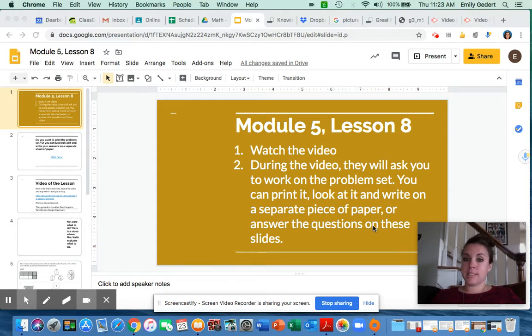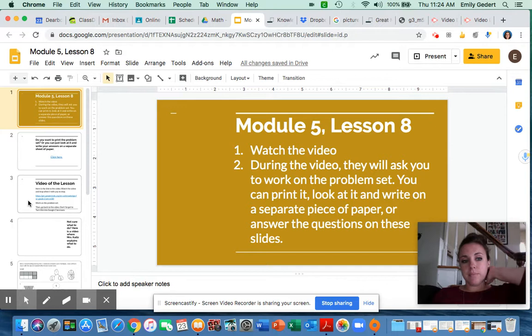number bonds. So again, please make sure you are watching the video that's linked on slide 3. That is going to teach you the actual lesson. Then once you're done watching the video, the teacher on the video will share with you what problems you should be working on or focusing the most on the problem set. Then if you have extra time, you can do the other problems as well.